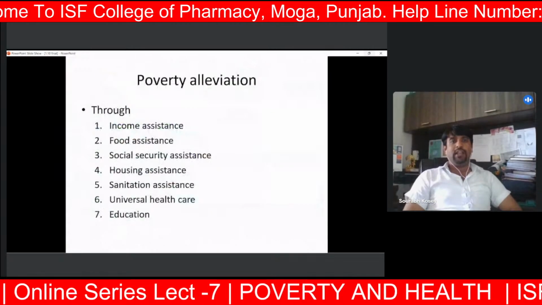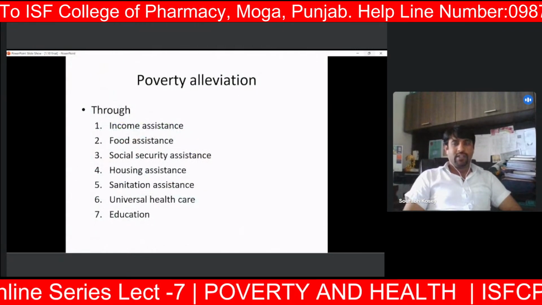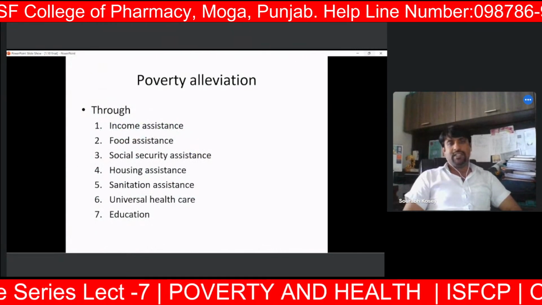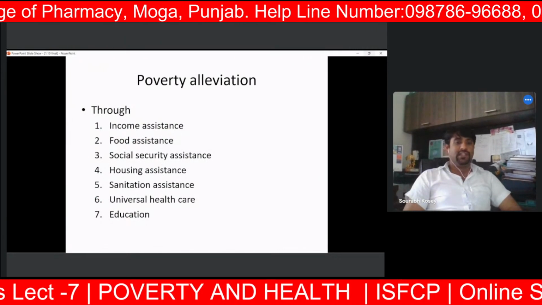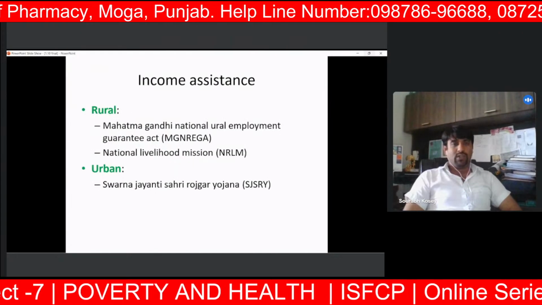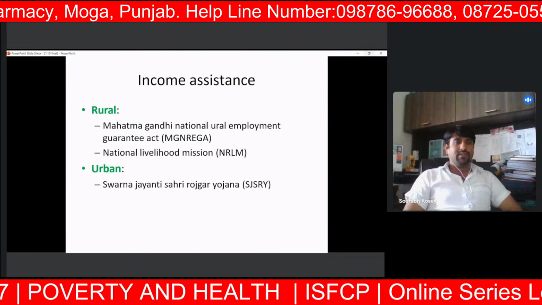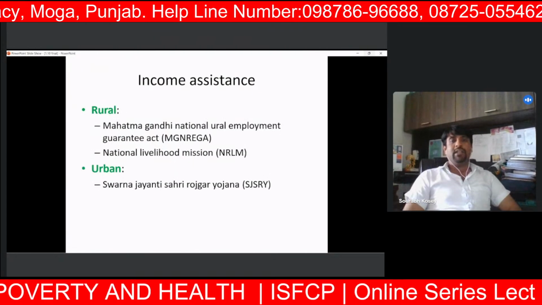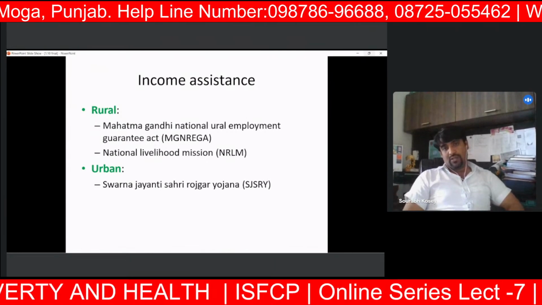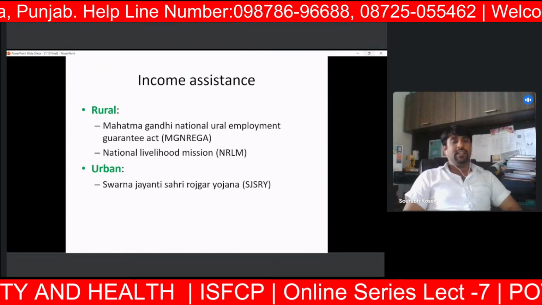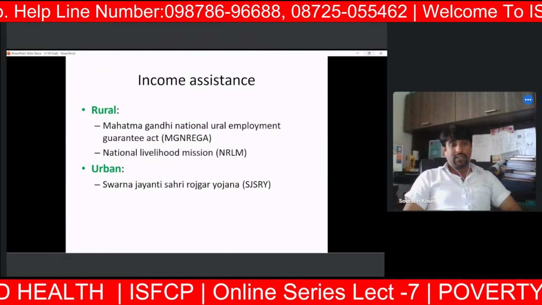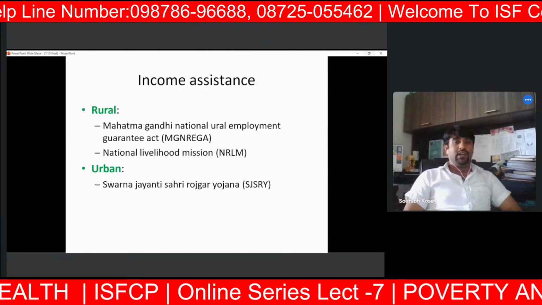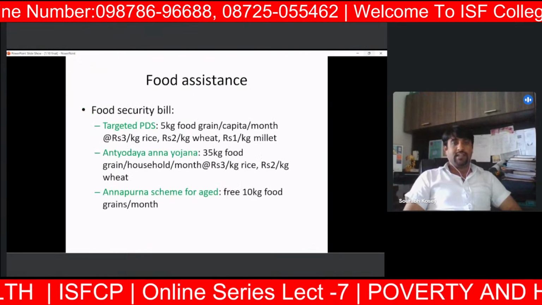So, for poverty alleviation, there is income assistance, food assistance, social security assistance, housing assistance, sanitation assistance, universal health care, and education. Income assistance comes with the Mahatma Gandhi National Rural Employment Guarantee Act, MGNREGA, the National Rural Livelihood Mission, NRLM, and Swarna Jayanti Shahari Rozgar Yojana, SJSRY.